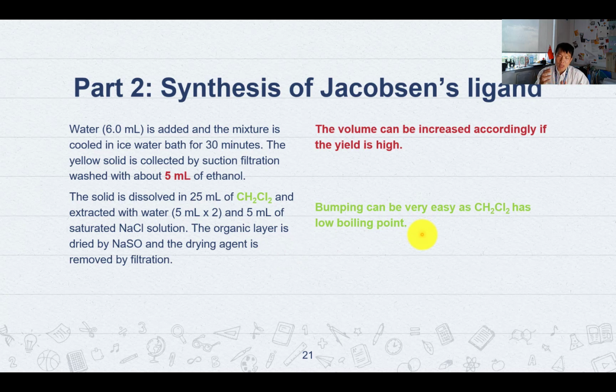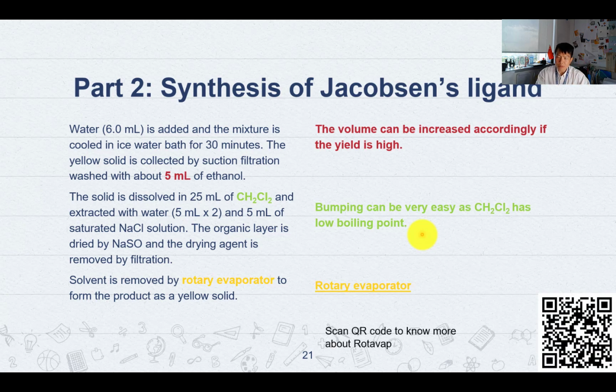The pumping can be very easily observed because you can see that they have different solvent inside, and because CH2Cl2 is super volatile, with a low boiling point, you can see some parts become vapor, and you see some bubbles evolving from the flask. So you might be more careful there, okay? But don't be alarmed. Then the solvent is removed by rotovap to form a yellow solid. You have done that before, and to revise your technique, and answer some questions, please check out this video here, QR code.